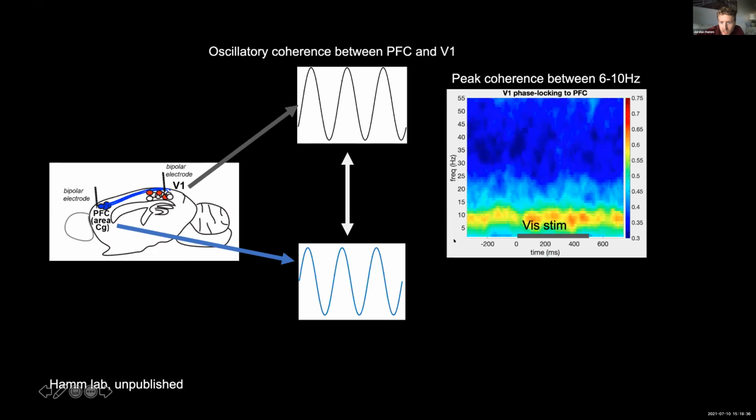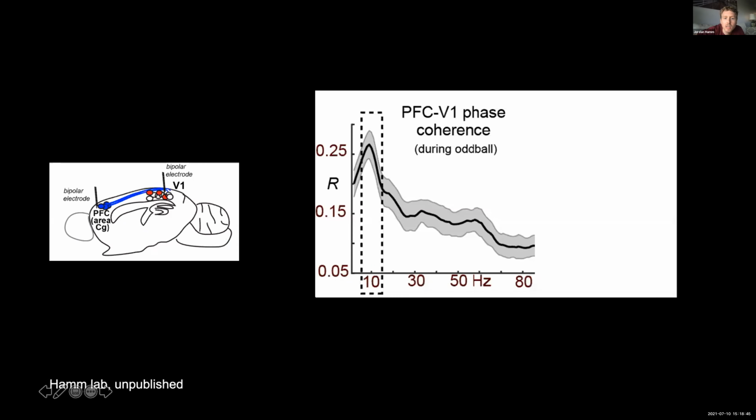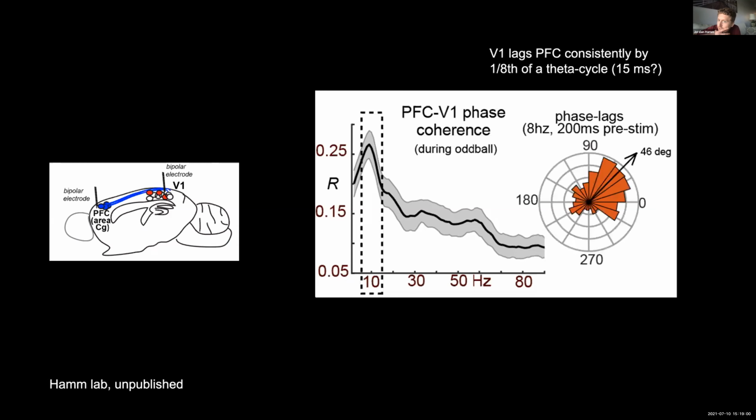So it's not necessarily made that much stronger by the onset of the visual stimulus. It's present prior to the stimulus as well. And here is an average over the pre-stimulus period. You can see that the main peak here is at about 10 hertz during the oddball paradigm. The phase lag between the areas was on average about 46 degrees, or an eighth of a cycle at 8 hertz. So this could potentially be about a 15 millisecond lag in signal.